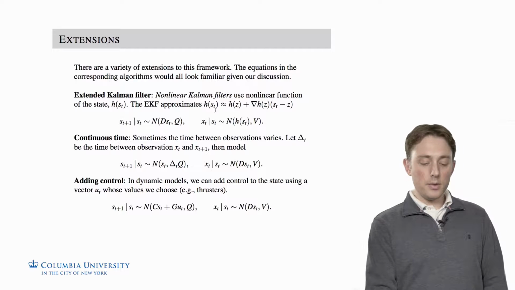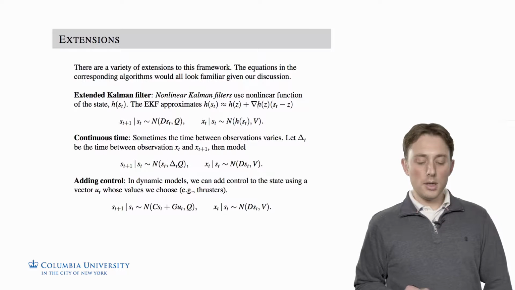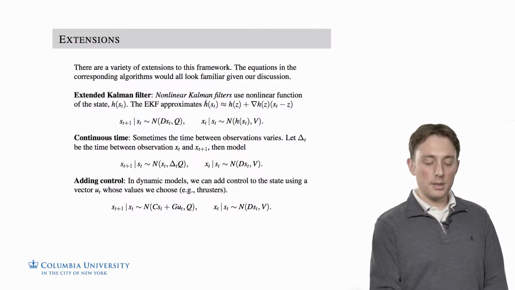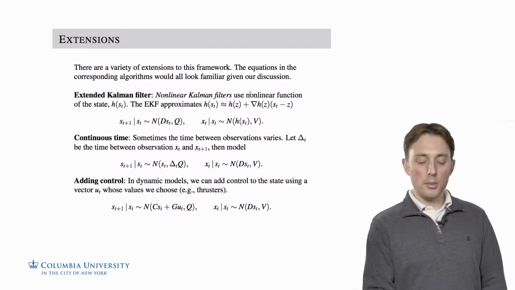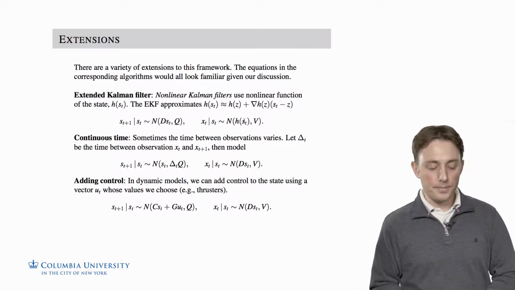It treats this nonlinear function of s_t as approximately equal to the function evaluated at some point z plus this gradient matrix times the difference between the latent state and the point z that we pick. So it replaces this nonlinear function with an approximating linear function. If we take this function and place it in the mean, again we have linear functions, and so everything's Gaussian.